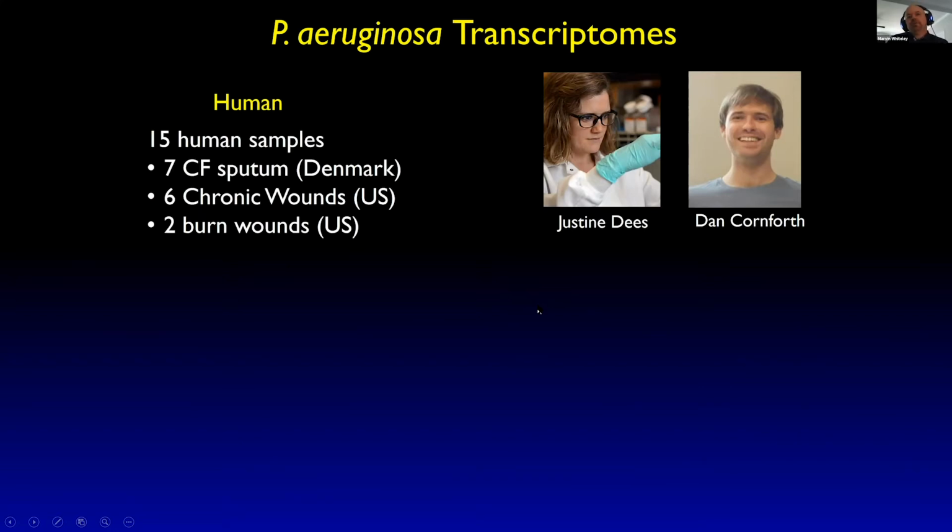And we started this study with 15 human samples. We had 7 sputum samples, 6 chronic wounds. These were mainly diabetic foot ulcers that we had debridement from, and 2 burn wounds. All of these had Pseudomonas, and we did transcriptomes for these. This was a massive effort because this was the time where we were learning how to do transcriptomes. So this actually took quite a bit of work to get it done.